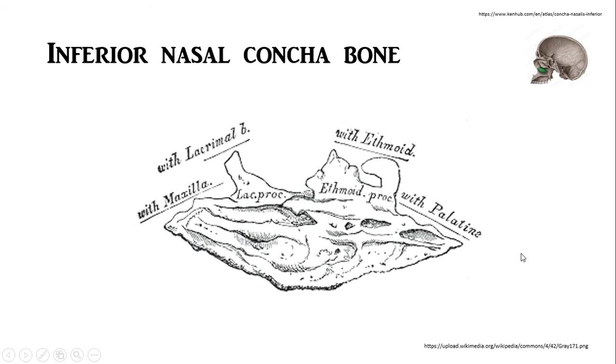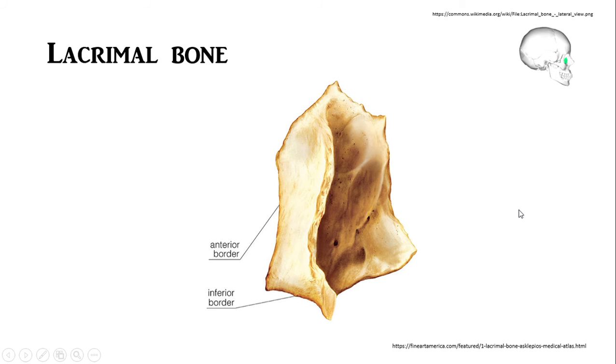Next we have the inferior nasal concha bone. This is here inside the meatus of the nose. It's the only concha that has a bone, so remember that. The inferior portion is the only one with a bone. You can see here the portions of it where it touches the maxilla, the lacrimal bone, the ethmoid, and then the palatine bone.